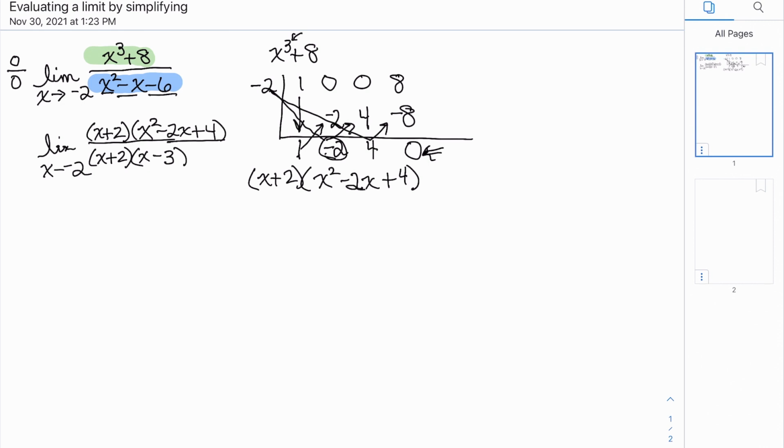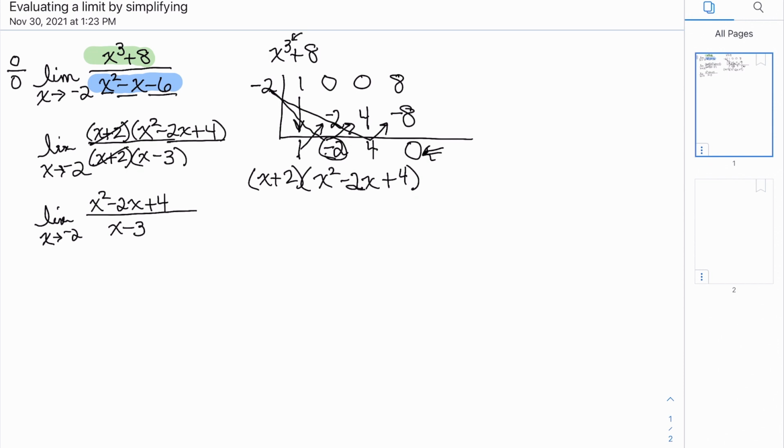Now that we have it factored, we can remove the common factor pairs, and we're really just looking at the limit as x approaches negative 2 of that remaining factor x squared minus 2x plus 4 over x minus 3. And limits are as you get infinitely close to negative 2, not what's happening right at negative 2. And that's why we can evaluate this simplified function to get our limit.